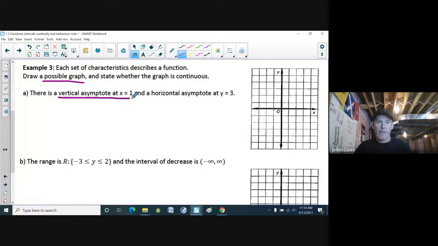First off, vertical asymptote at x equals 1. Vertical, up and down. So our graph here can't cross that purple line. Horizontal asymptote at y equals 3. So that is a left and right line, so we'll throw that in there. There's our asymptote.